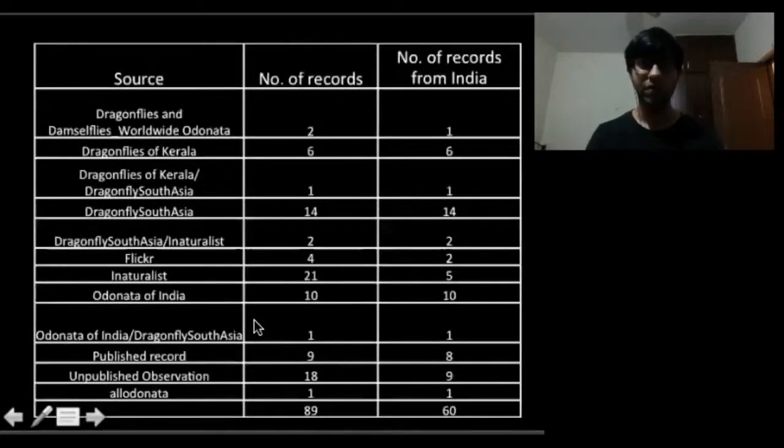And just to give you an idea of the spread of different sources for our observations. So first, we have a bunch of different Facebook groups. So these are dragonflies and damselflies of worldwide Odonata, dragonflies of Kerala, DragonflySouthAsia. These are Facebook groups, but we also had observations from Flickr, iNaturalist, and Odonata of India. iNaturalist had the highest number of observations because also it's a worldwide website. But if you look at number of records from India, then the Odonata of India website and the Facebook group DragonflySouthAsia had the highest number of observations.